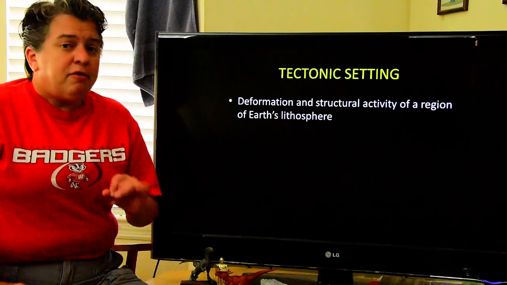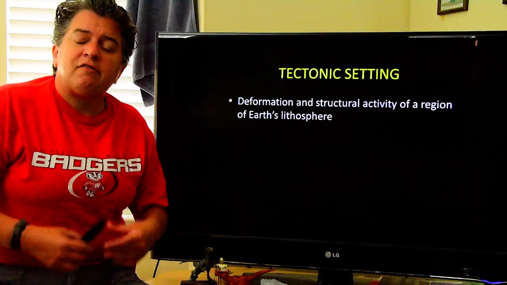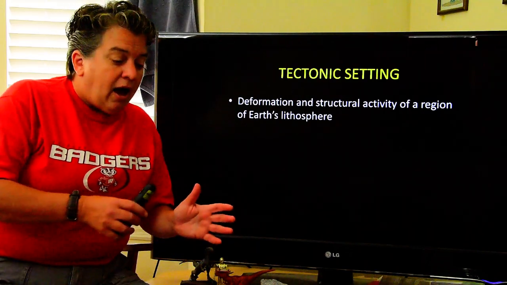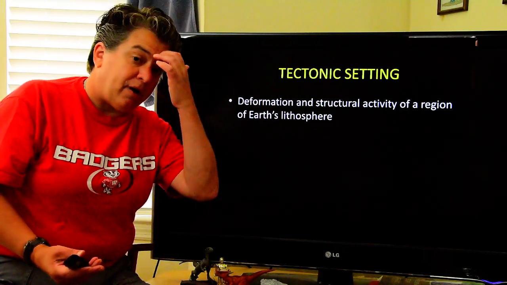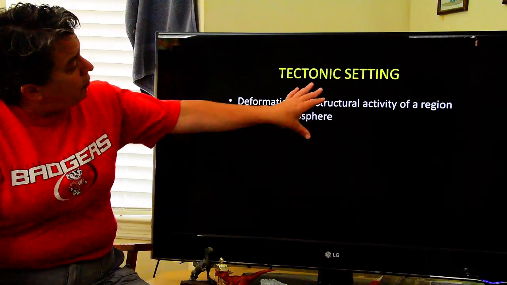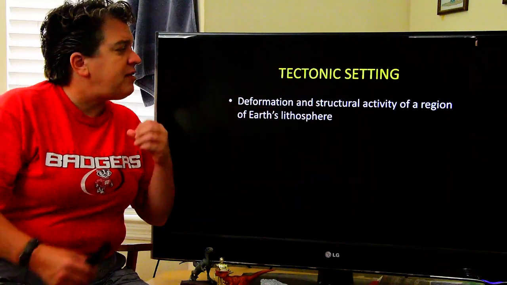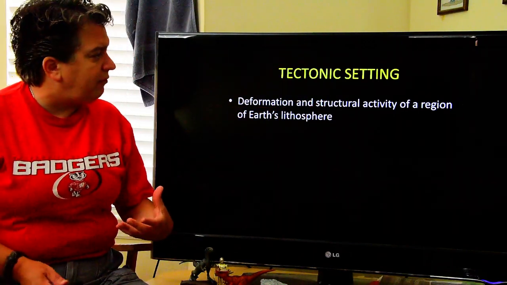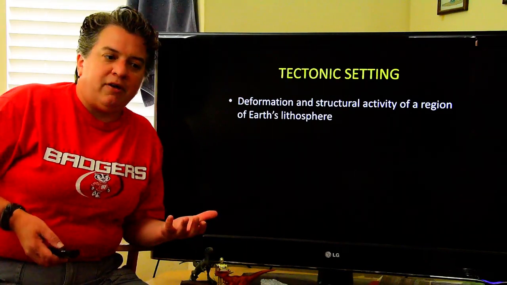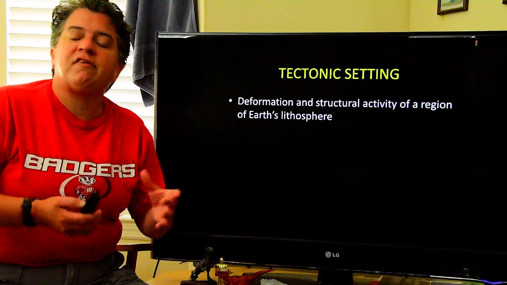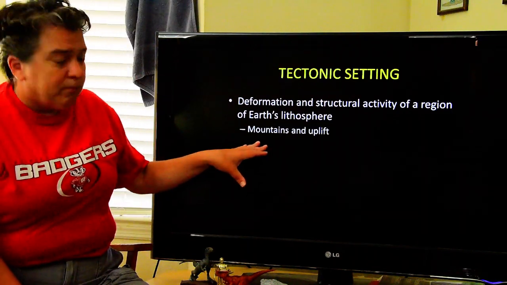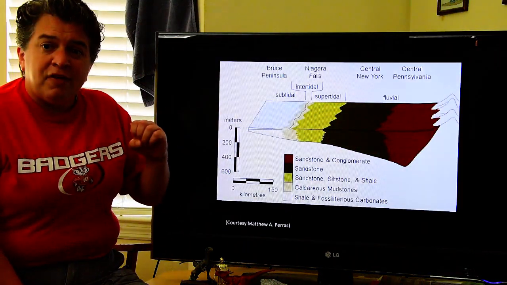So there are many things that go into creating these unique sedimentary rocks all over the world. So let's look in detail at some of these and how they affect the rocks that are created, and thus what observations can we make about these rocks in order to interpret Earth's history. So the tectonic setting. This is the deformation and structural activity of a region of the Earth. So really we're looking at, are mountains being formed? Is a basin forming? Is this an active plate margin or a passive one? Things like that.